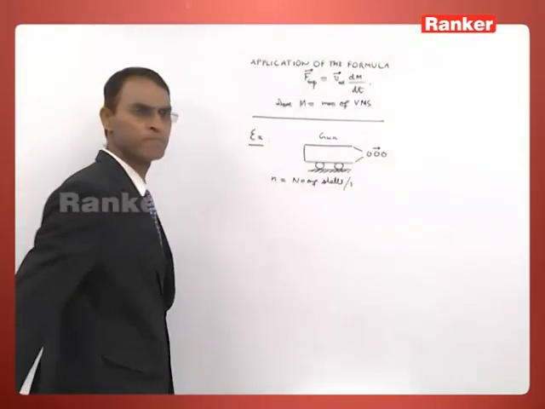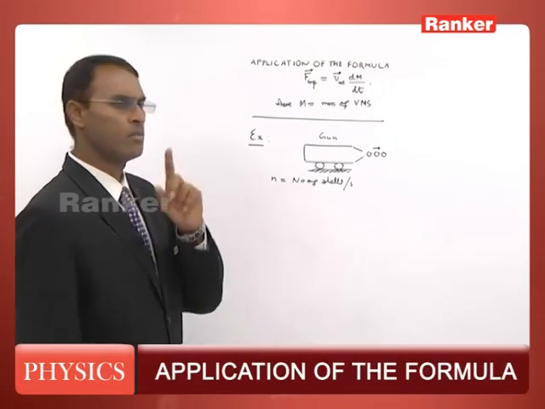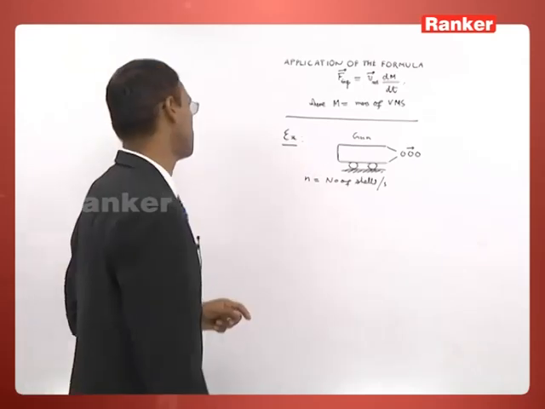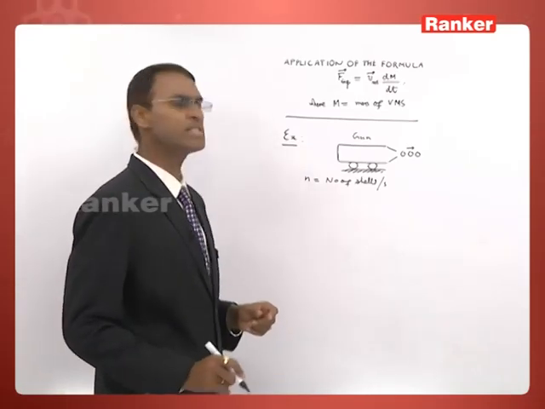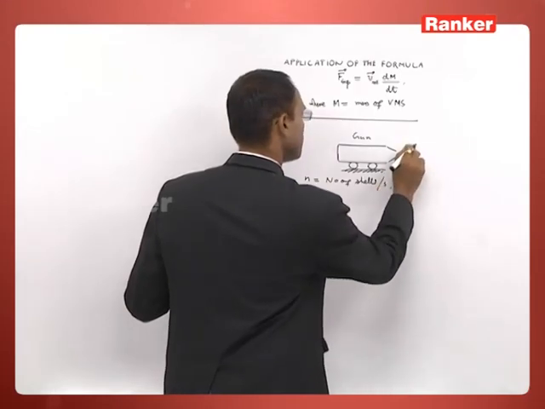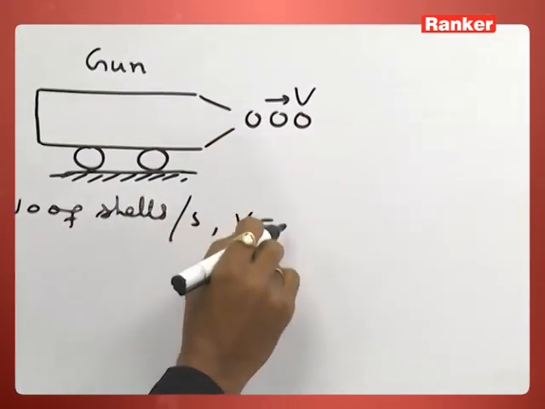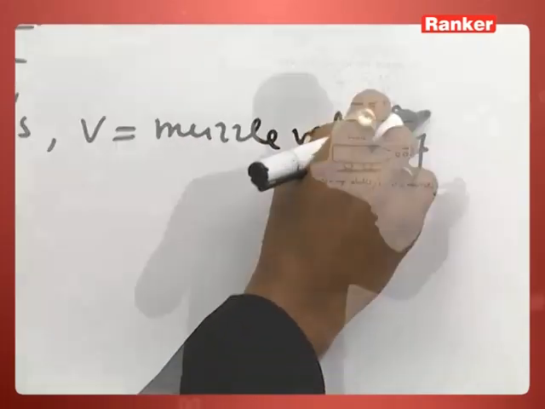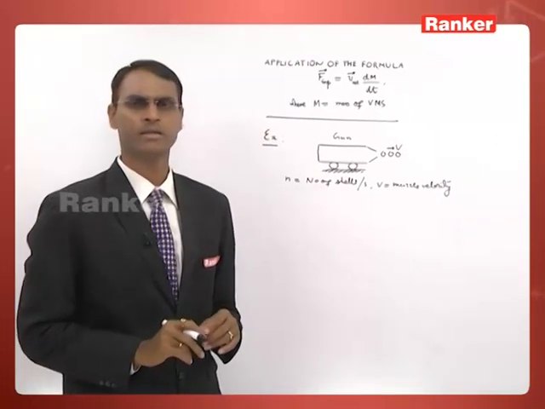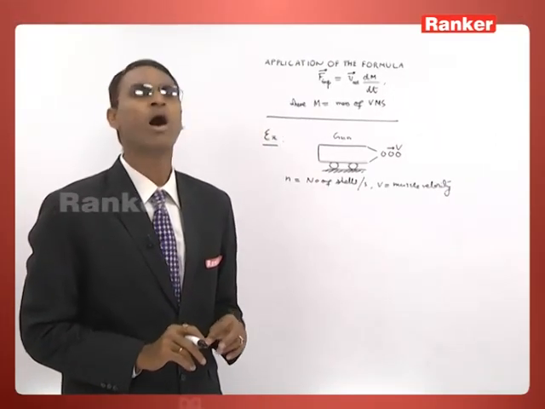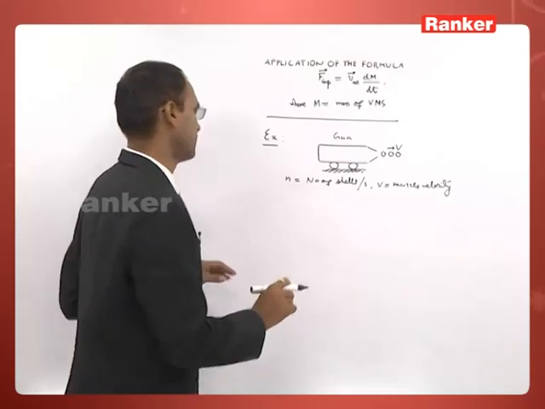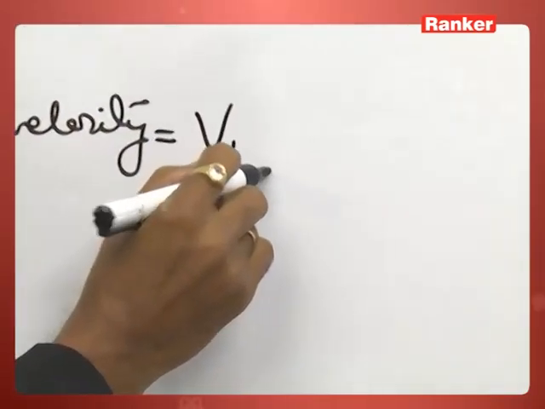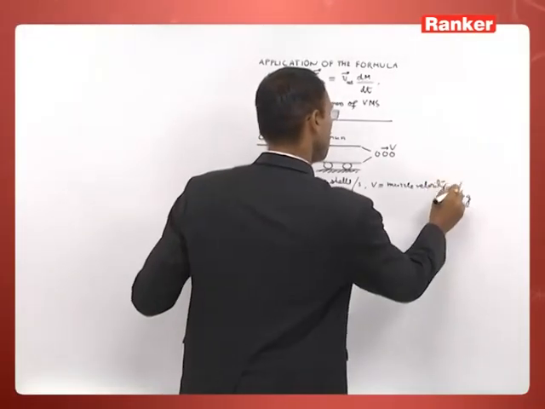per second. In each second, in 1 second, it can fire n number of shells or bullets with the muzzle velocity v. What is muzzle velocity? Muzzle velocity is the velocity of the bullet with respect to the gun. Velocity of the bullet with respect to the gun. That is muzzle velocity.